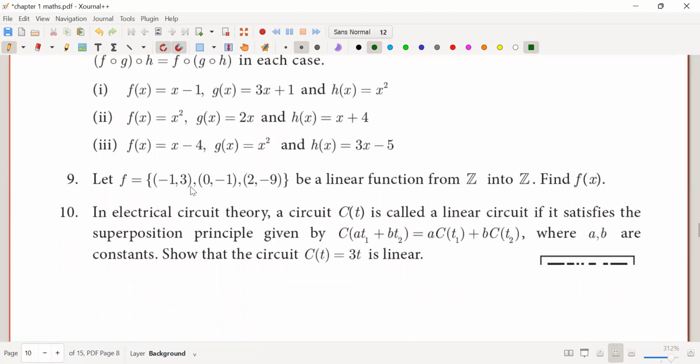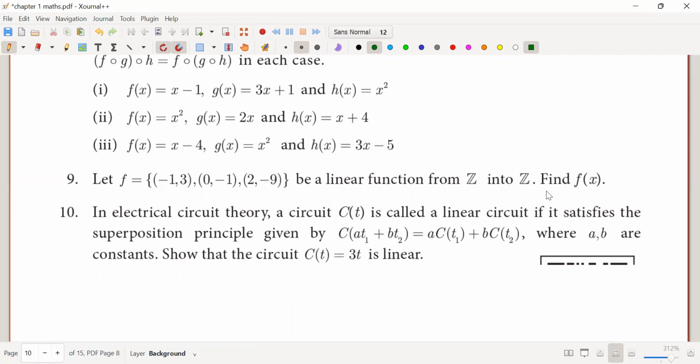Here, f of minus 1, 3 and 0, minus 1 and 2, minus 9. Let f be a linear function from Z to Z. Find f of x. How to find it? Is there any way to find it? Not sure. See, these are points only. A linear function forms a line. We can take two points and equate and get the result.